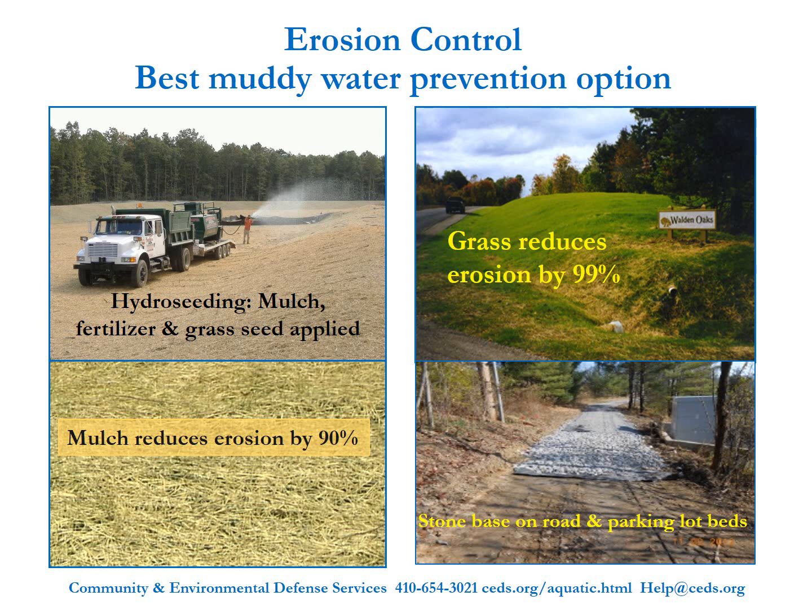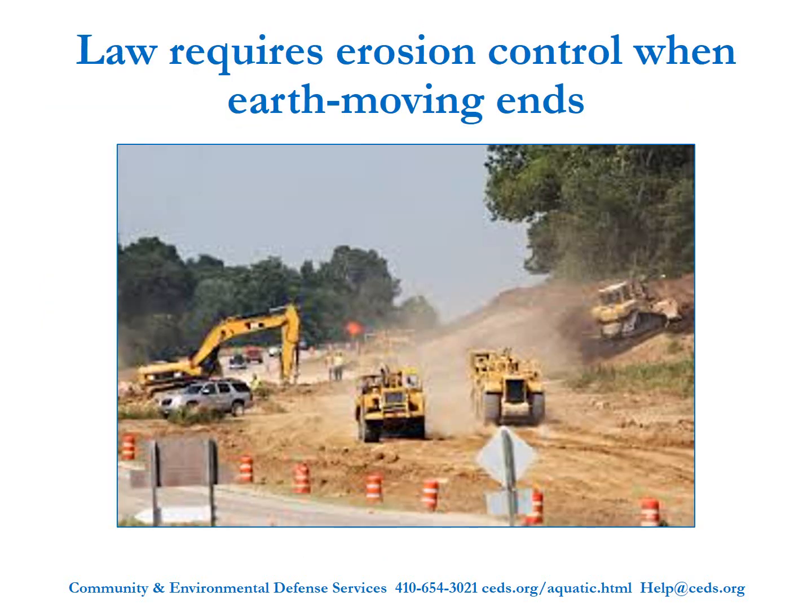Most erosion control begins with something called hydroseeding, where mulch, fertilizer, and grass seed are applied at once in a water slurry. With mulch, you have to put enough mulch down so you can't see soil through the mulch. And if you achieve that goal, you reduce runoff volume by 60% and erosion by 90%. Grass reduces erosion by 99% or more. And for road and parking lot beds, that's covered with 4 inches of stone, and that's pretty effective control for road beds and parking lots.